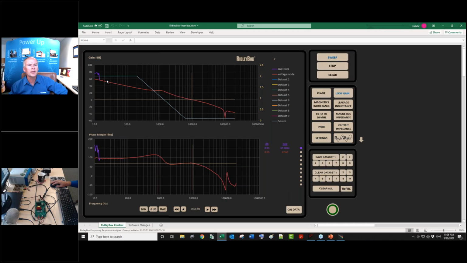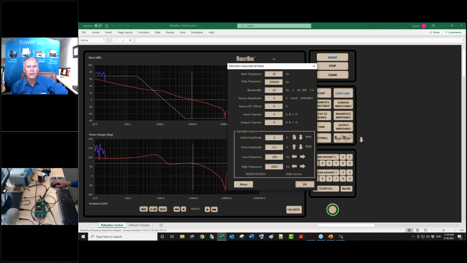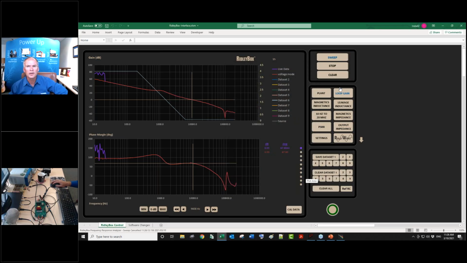You see what happens down here? We got so much gain. We're having a little more trouble getting a clean signal there, so let's stop that for a minute. Sweep cancelled. Let's crank up the 2 volts to 4 volts. Give us more signal to measure. Okay. Let's sweep again. Sweep initiated. So that should clean it up a little bit.